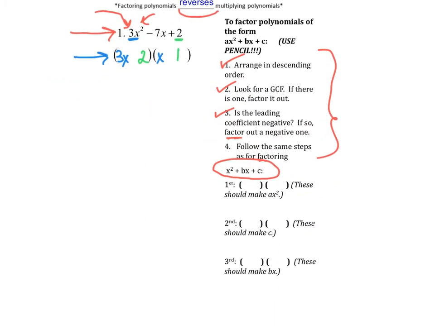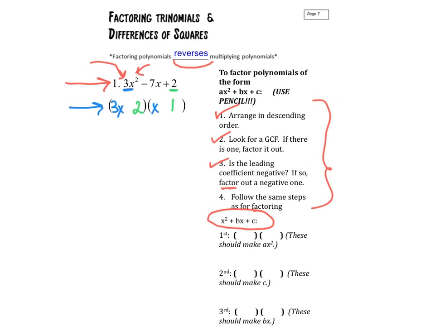Now, what I'm going to do is use this, I call it a looping method, to check to see if we have it correct and to check the signs. So we're going to make a loop on the outside and a loop on the inside. When I multiply my loop on the outside, I have 3x times 1, which gives me 3x. My inside loop, when I multiply, I get 2x.